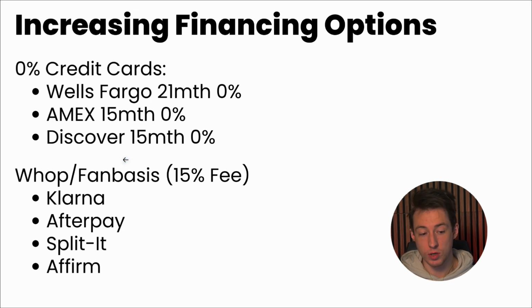Another option is utilizing Wamp and Fanbases. They have a payment system that has a lot of buy now, pay laters with Klarna, Afterpay. It's not on here, but PayPal's on there, Split It, and Affirm. Now, one thing you have to understand is they will usually take about a 15% cut off the top. So say somebody gives you $100, they're going to take $15 off of that. These are really good options, especially, again, you're going to want people in those higher echelons of credit.